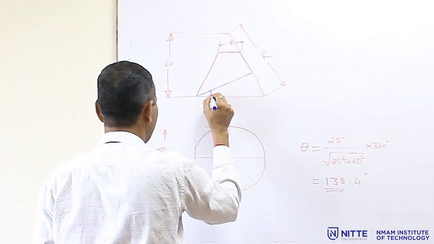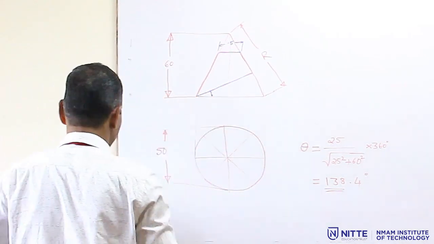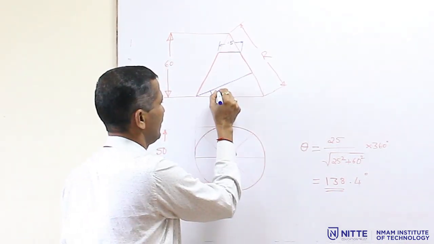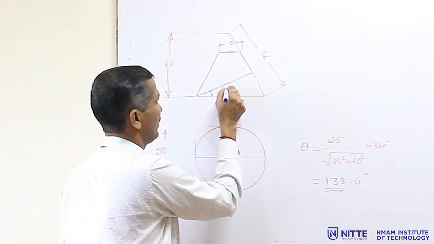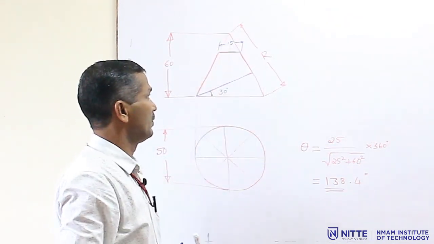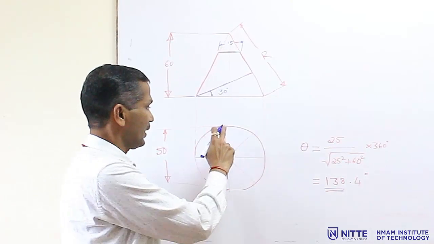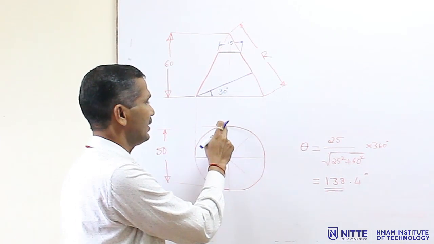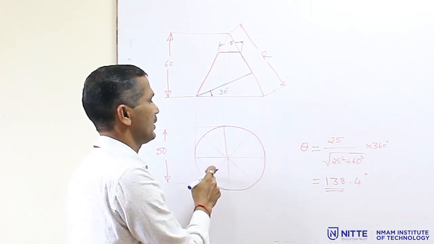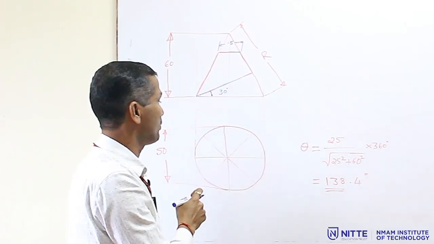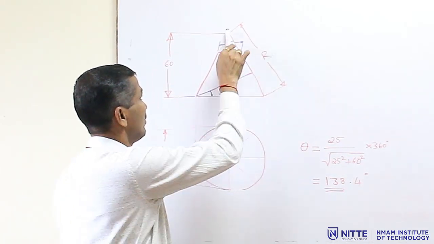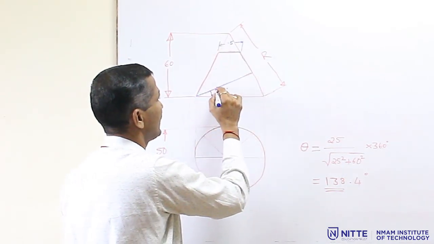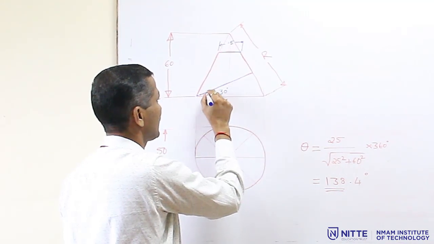And this angle they have given as 30 degree. And height of this is 60 mm. First you have to draw the circle of diameter 50 mm, then divide that circle into 8 equal parts. We can use the angle method and divide it into 8 segments. Then draw the front view, complete front view. Then from this point you draw a line at 30 degree so that you can get one section plane here.